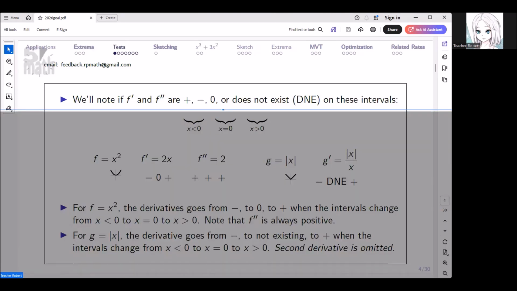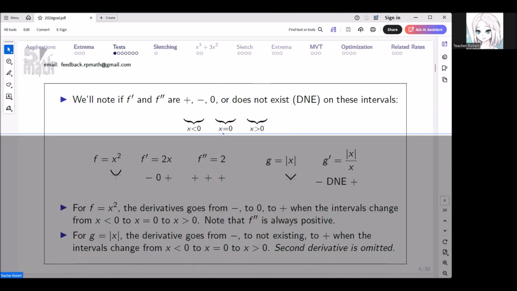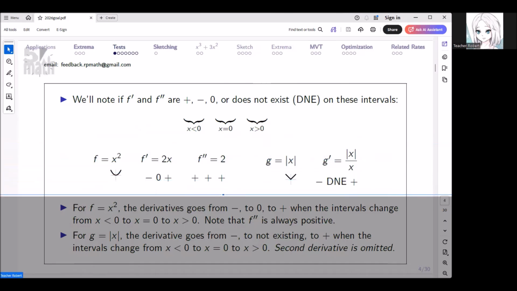We'll note if f' and f'' are positive, negative, 0, or do not exist on these intervals: x less than 0, x equals 0, x greater than 0. Here is an example.